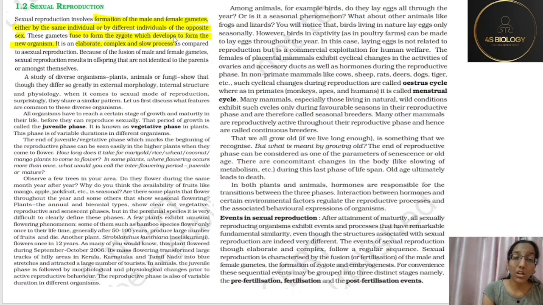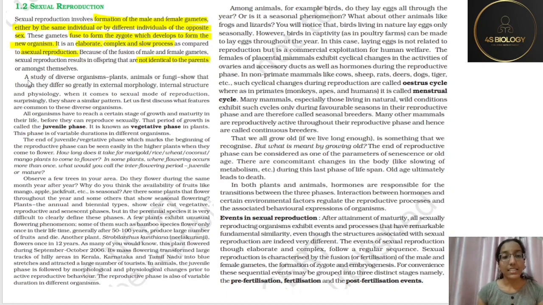It is a very elaborate, complex and slow process, meaning it takes a lot of time as compared to asexual reproduction. If they ask the difference between asexual and sexual reproduction, you can just mention these. Because of the fusion of male and female gametes, sexual reproduction results in offspring that are not identical, unlike asexual offspring which are called clones. Offspring are not identical to parents.